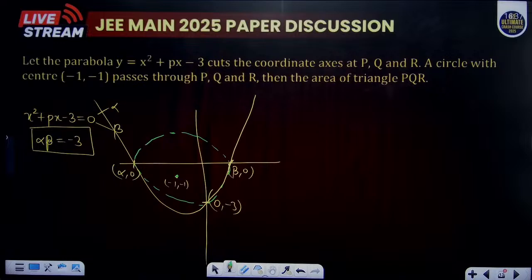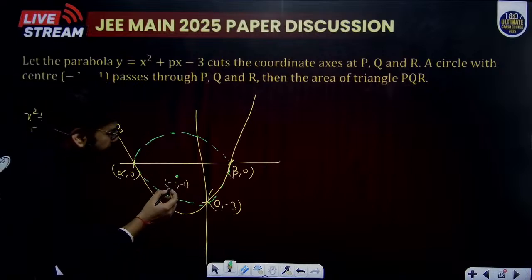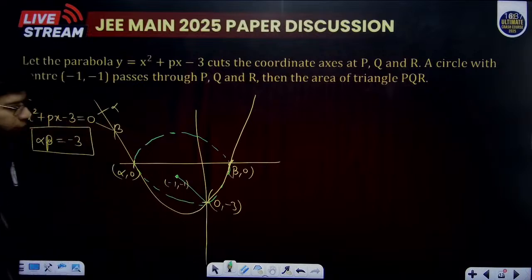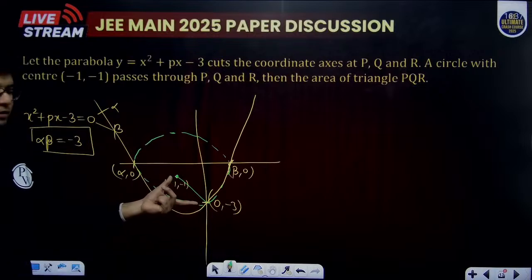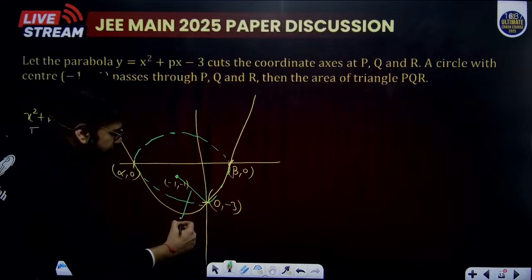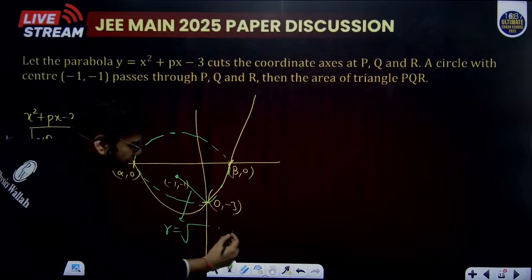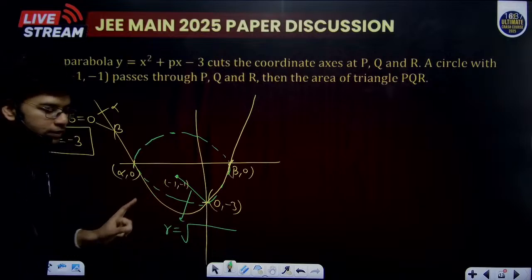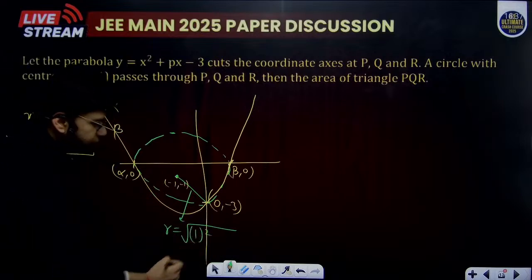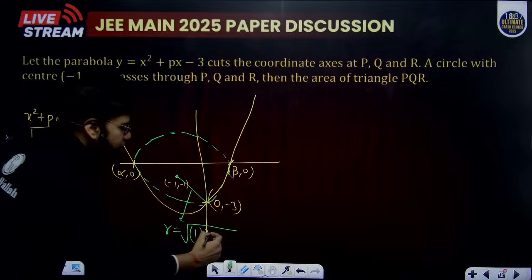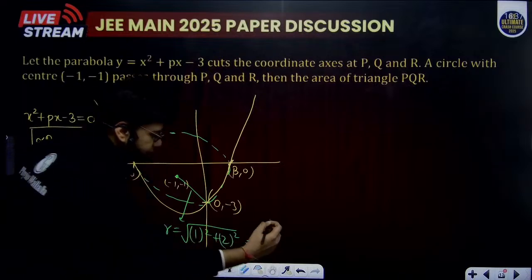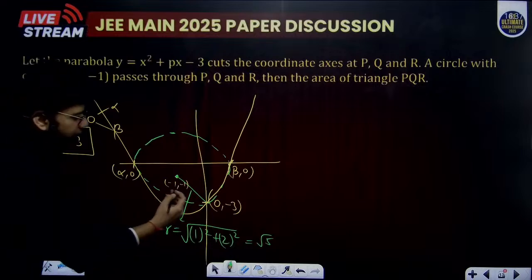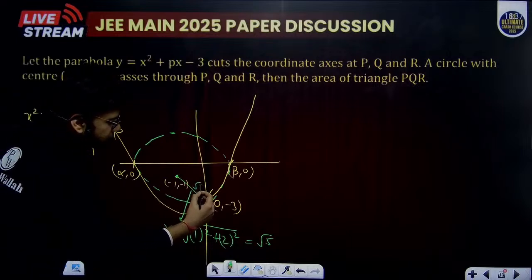Now, if I find the distance between these two points, it will give me the radius of the circle. This point is the center and this point is lying on the circle. So that means this radius will come out as the square root of (-1 - 0)² + (-1 + 3)², so the radius will come out as root 5. That means what I can say is this distance is root 5.